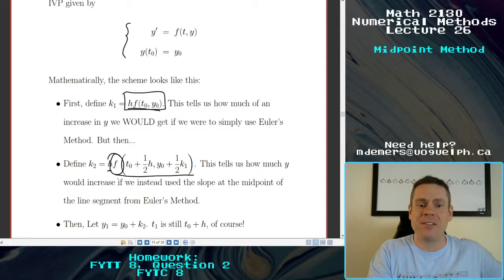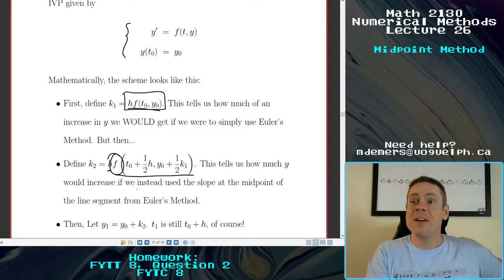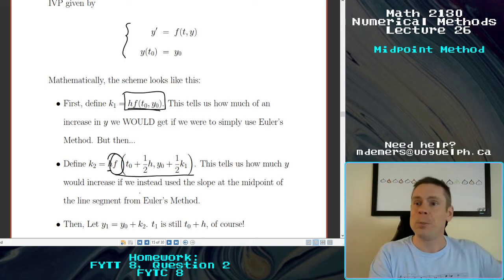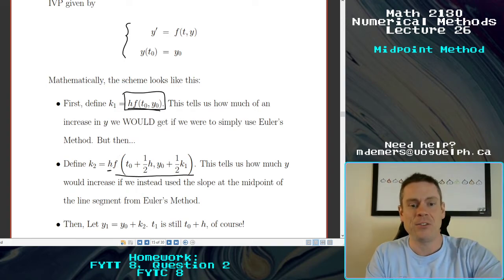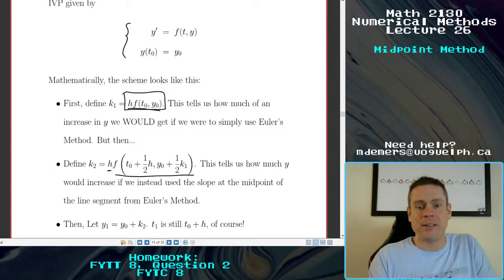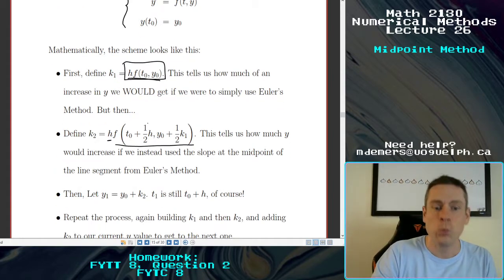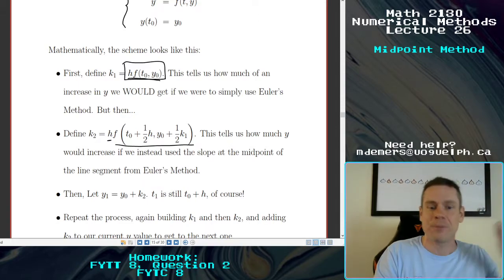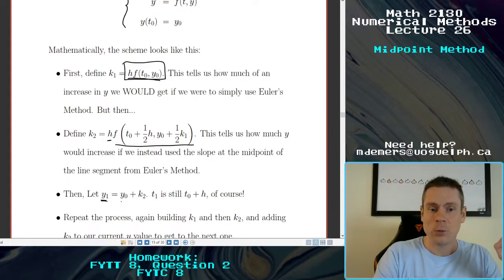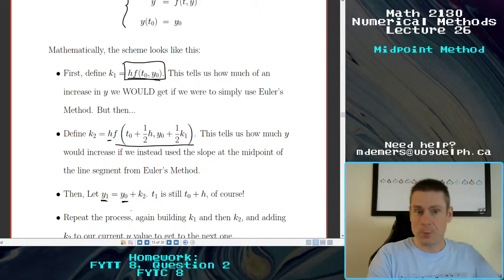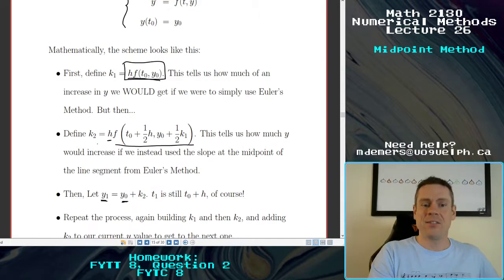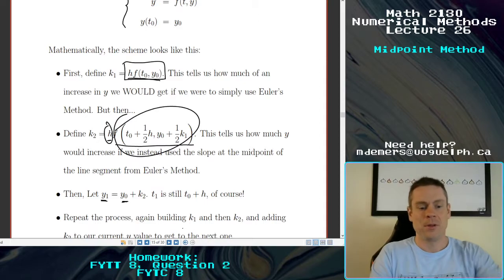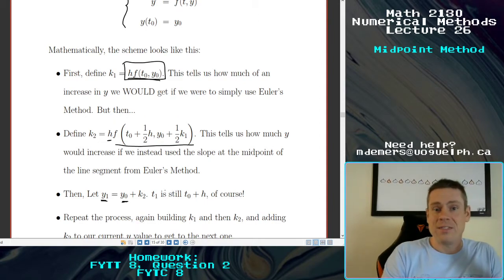And notice that f of this is going to give us the slope of that line. And therefore, this is the check to see what the slope at that point is. This is what k2 is, and it's important that we calculate that correctly. This tells us how much y would increase if we instead use the slope at the midpoint of the line segment from Euler's method. Okay, we're going to use that slope and step forward. So we're going to let y1 equal y0, the original initial condition, plus h times that slope. And that's what our next estimate is.